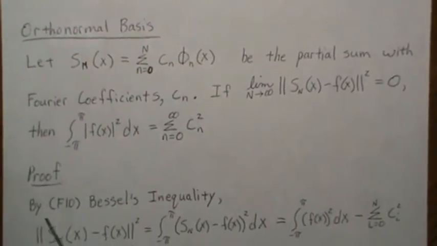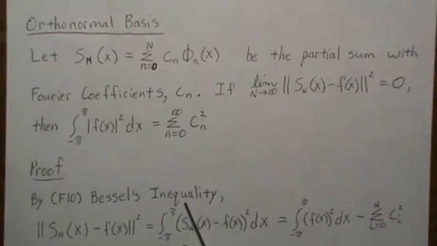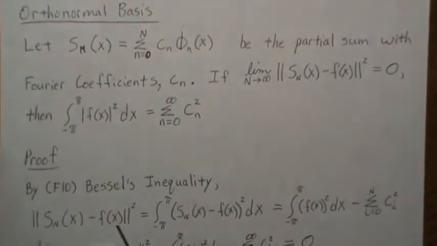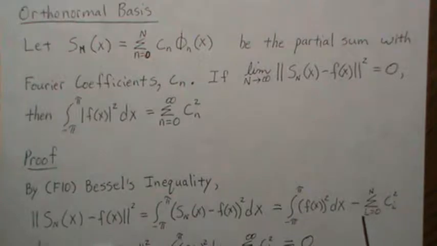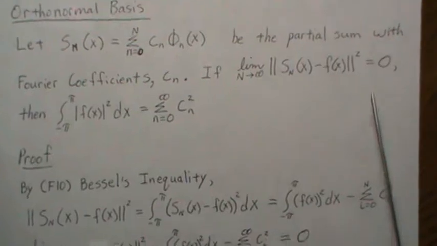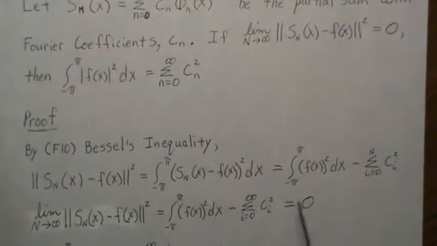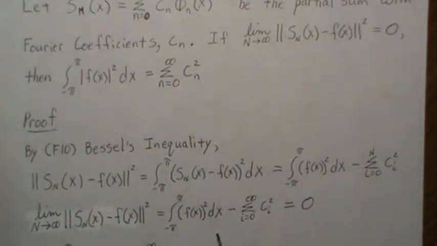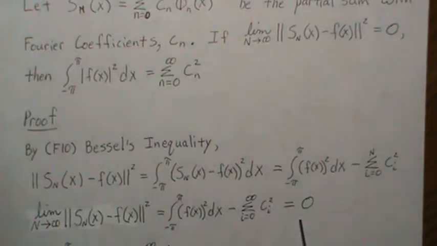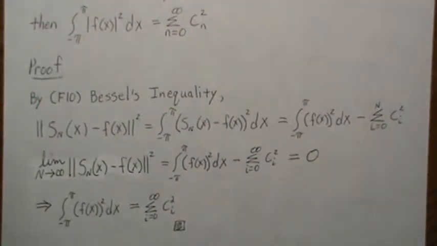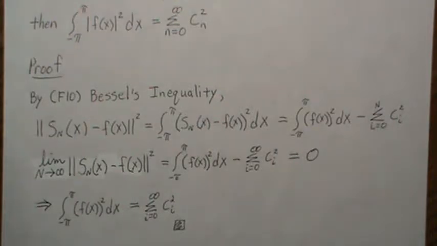So let's do it. By F10, which is Bessel's inequality, we know that the squared distance, which is the inner product of those two functions, is equal to this. And then if this limit holds, so the limit of this, which is equal to this by F10, equals 0, like our assumption, then we could subtract this to the other side, and then those two are equal, and we're finished.